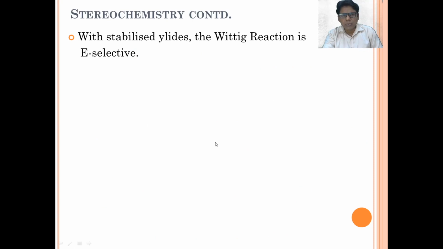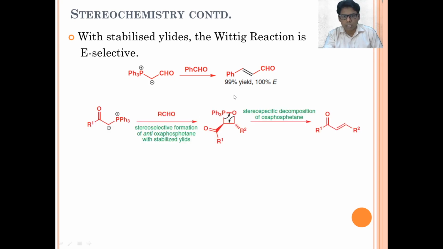With stabilized ylide, the Wittig reaction is E-selective. That means if the Wittig reagent has an aldehyde or some other electron withdrawing group, this is a stabilized ylide, and it can attack this aldehyde, giving you 100% E product. So here again, the stereoselective formation of anti-oxaphosphetane, wherein one is below the plane and second is above the plane. When it is decomposed, we get the trans product. One is towards one side, second is towards the other. That is E product is formed.